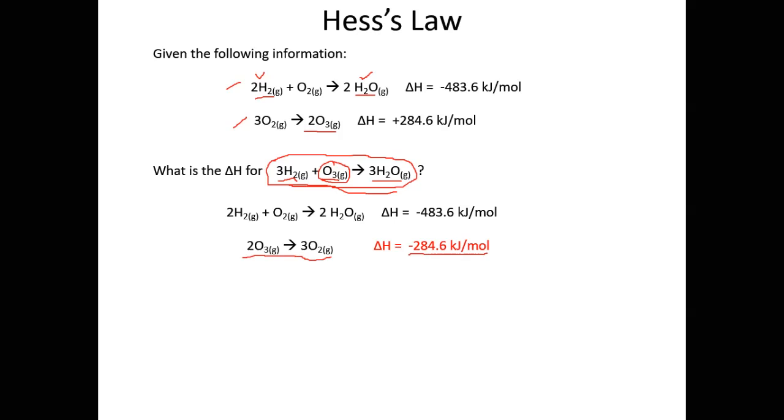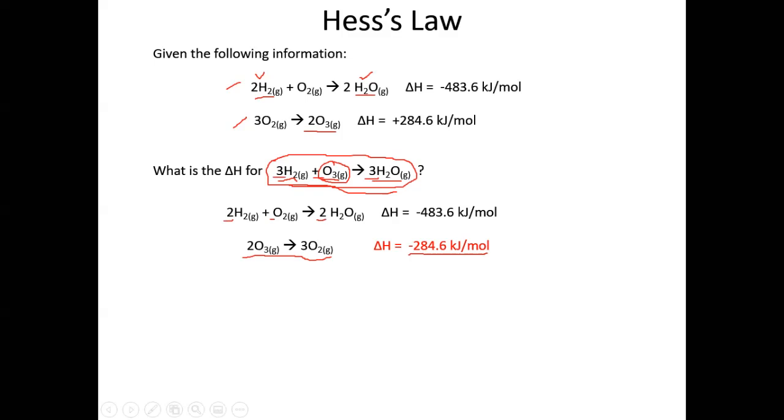So now that the reactants and products are on the correct side of the equation, the next step is to determine the correct coefficients. First step is to make sure reactants and products are on the correct side of the chemical equation. Second step, we have to determine the correct coefficients for the reactants and products. So what we notice here is in the equation we want, we have 3H2, 1O3, and 3H2O. In the equation that we have, 2H2, 1O2, and 2H2O, excuse me.